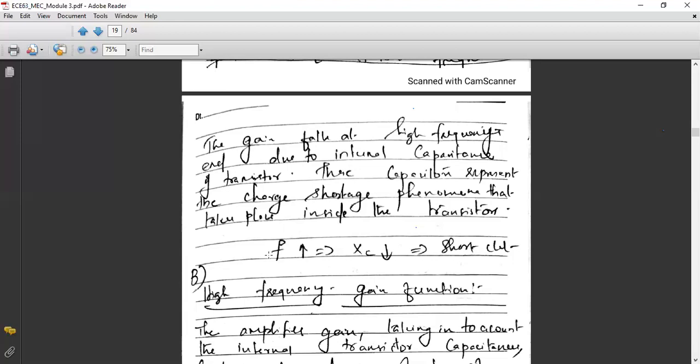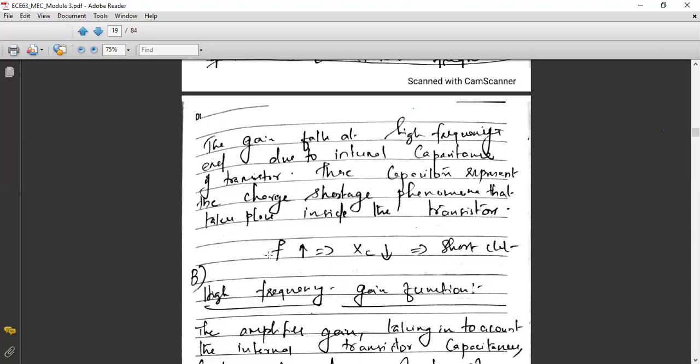When you take any amplifier having MOSFET devices, you have certain junction capacitances. All these internal junction capacitances will appear as a short circuit at high frequency. Based upon that, the gain is reduced. So what happens when short circuit? The capacitors will exhibit the.